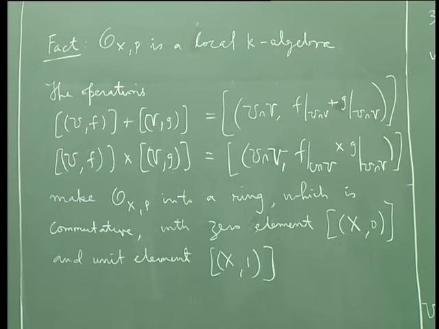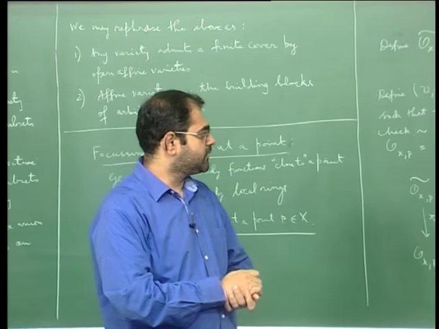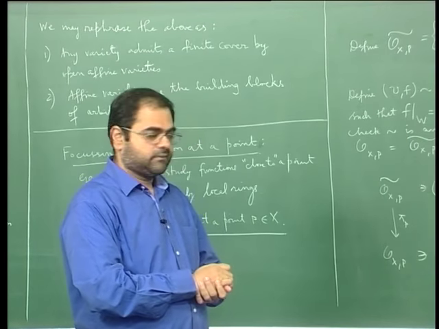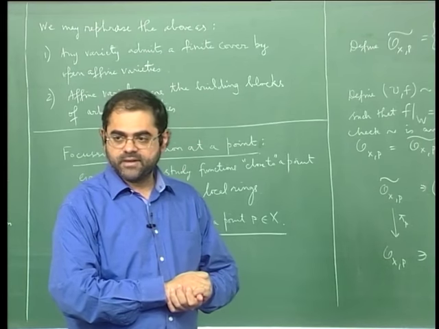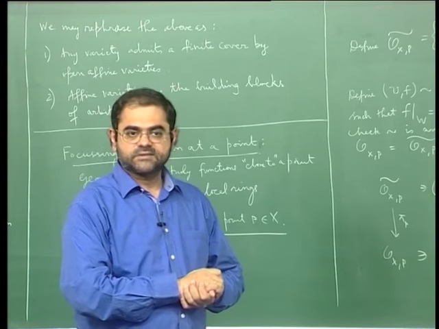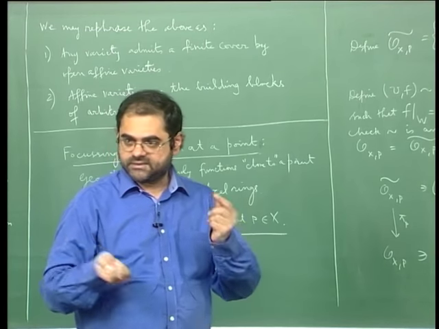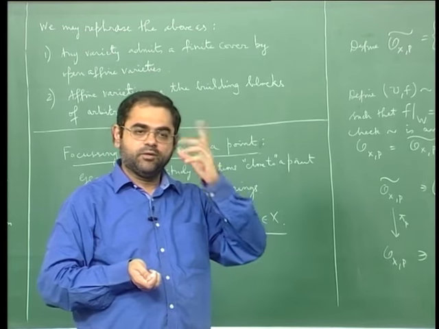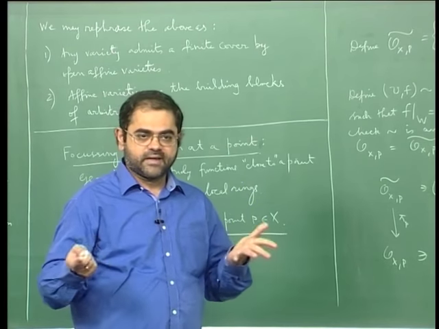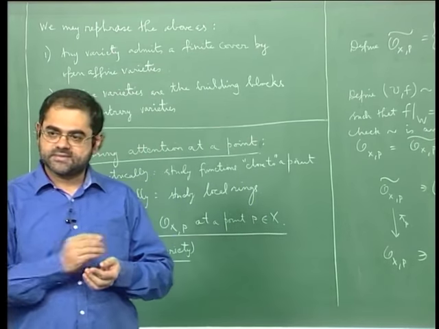Constant functions are of course regular functions always, so that's the reason why the constants k, the base field, sit in as constant functions in the ring of regular functions on any open set. So if you take U any open set, then O_U is of course a K-algebra, because K sits inside O_U as constant functions.